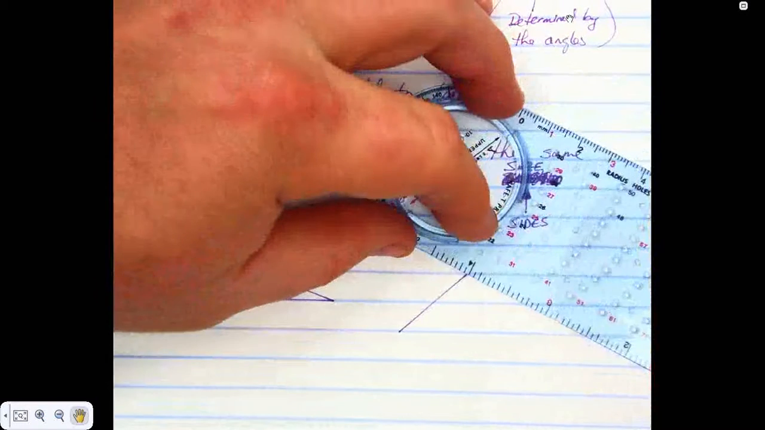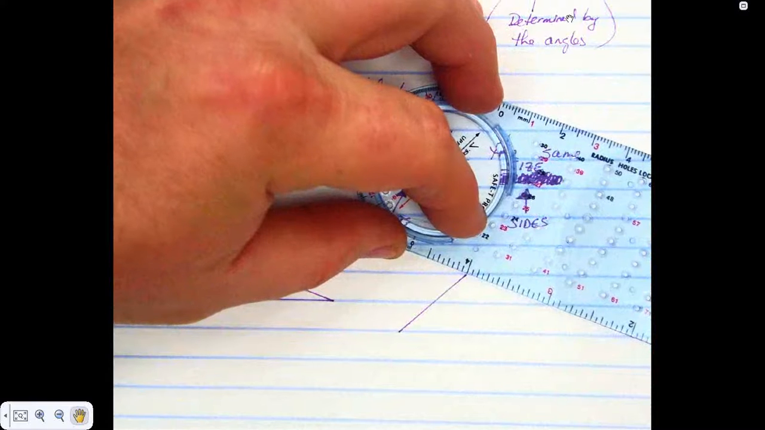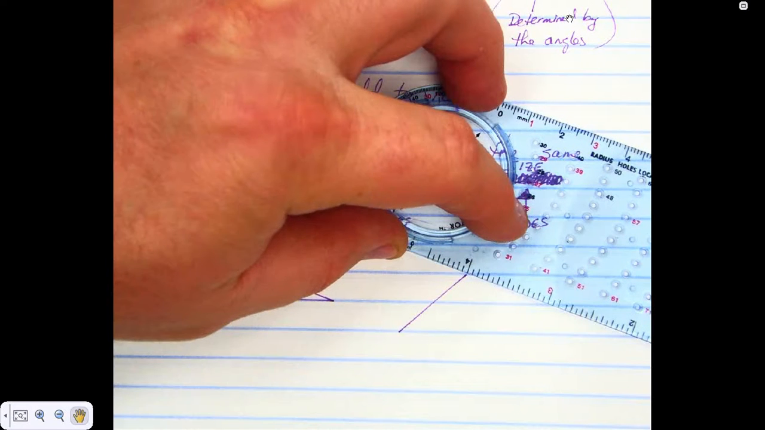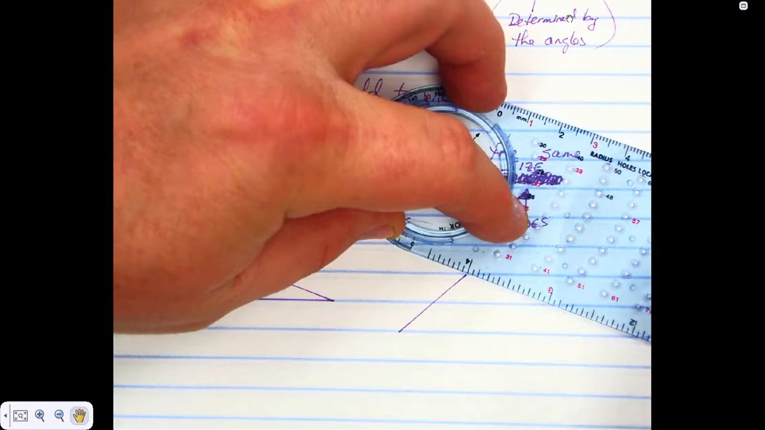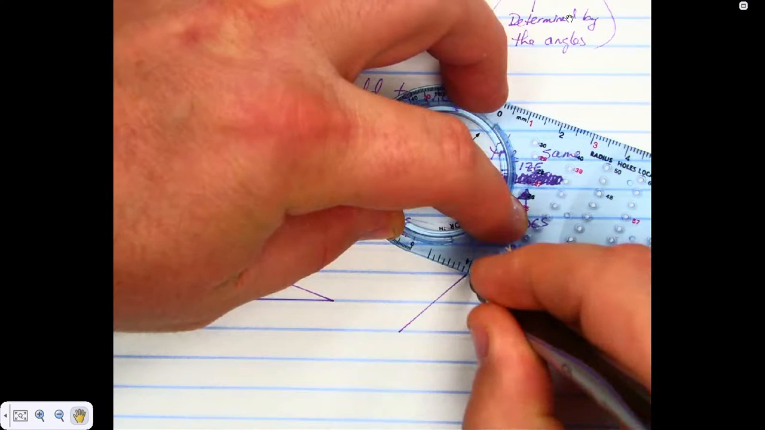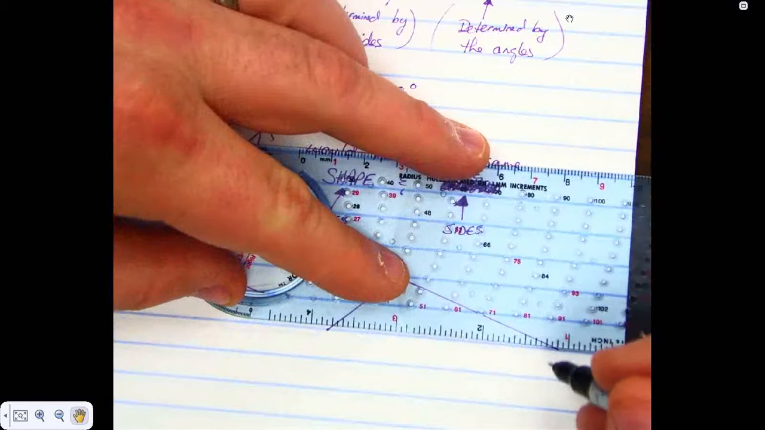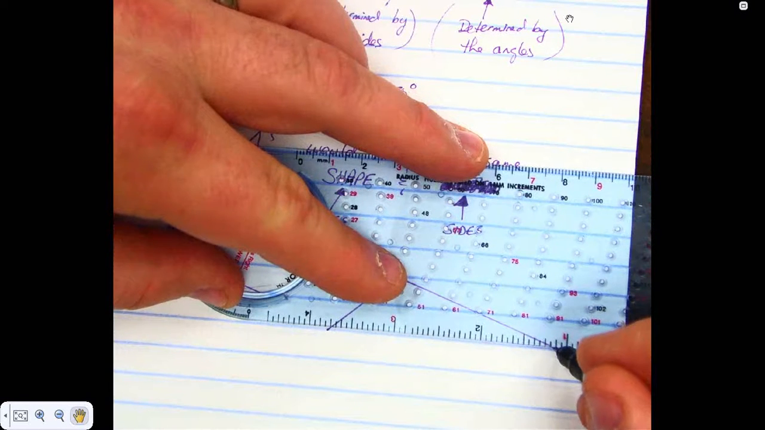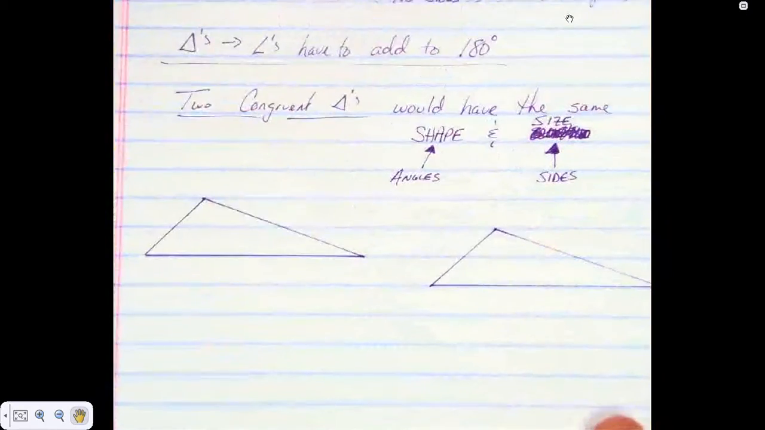Does anybody have an idea what I'm trying to do here? Trying to draw congruent triangles. Do you guys notice I'm being kind of picky? I mean, I know you guys can see the numbers and what I'm doing. Am I using this ruler? Yes. Why do you think I'm doing that? I'm trying to make them the same what? Size and shape. And what determines that? Angles and sides.